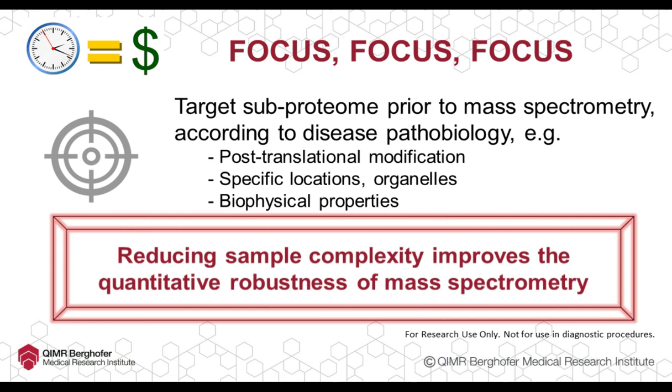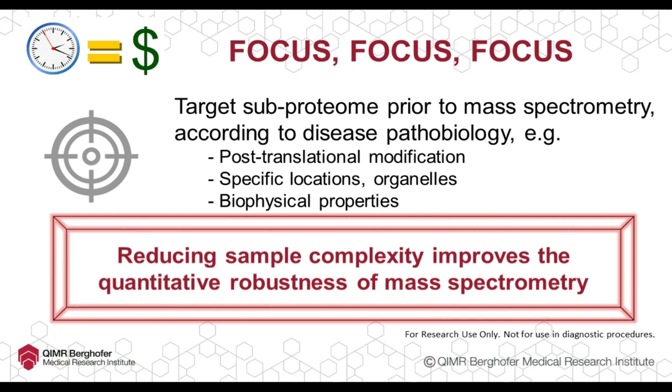One of the approaches we've taken is to focus our research efforts on subproteomes prior to mass spec. This can be chosen according to a disease pathology. For example, particular post-translational modifications may be important in the disease, and there could be methods available, or you can develop particular methods to target this type of subproteome, which are post-translationally modified and relevant to your disease. And this can actually, in a single step, easily reduce the complexity of the proteome.